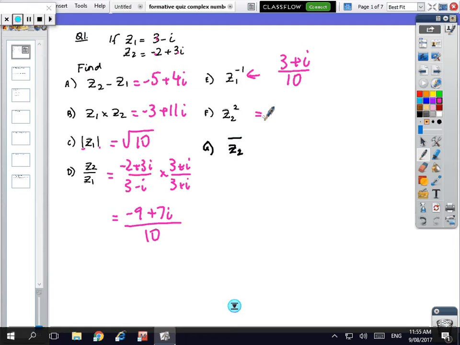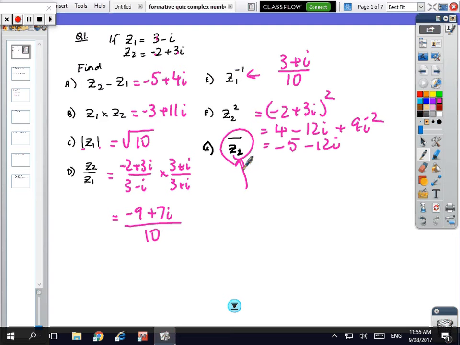Z squared, so we've got -2 plus 3i squared, so I've got 4 minus 3 2s are 6, 2s are 12, plus 9i squared, and then that becomes -9. So I should get -5 minus 12i. And this just means the conjugate, which is straightforward, so the conjugate will be -2 minus 3i. You just change the sign in between. Okay, moving on.